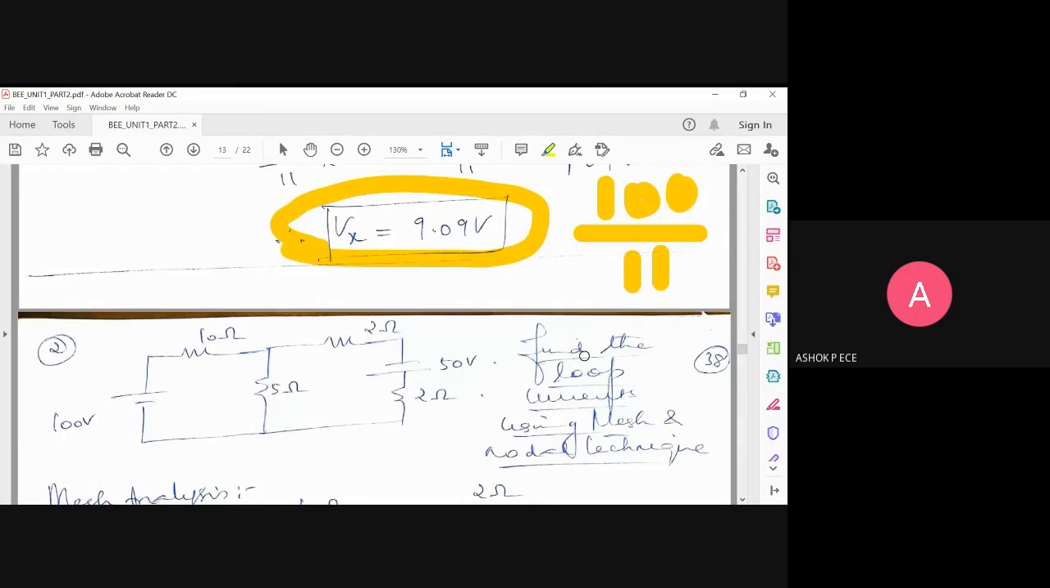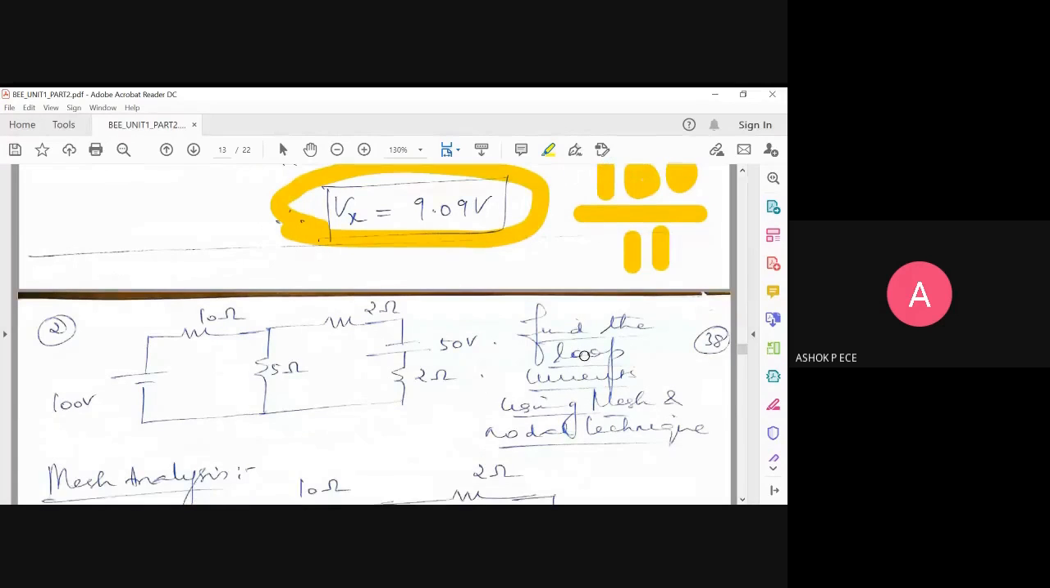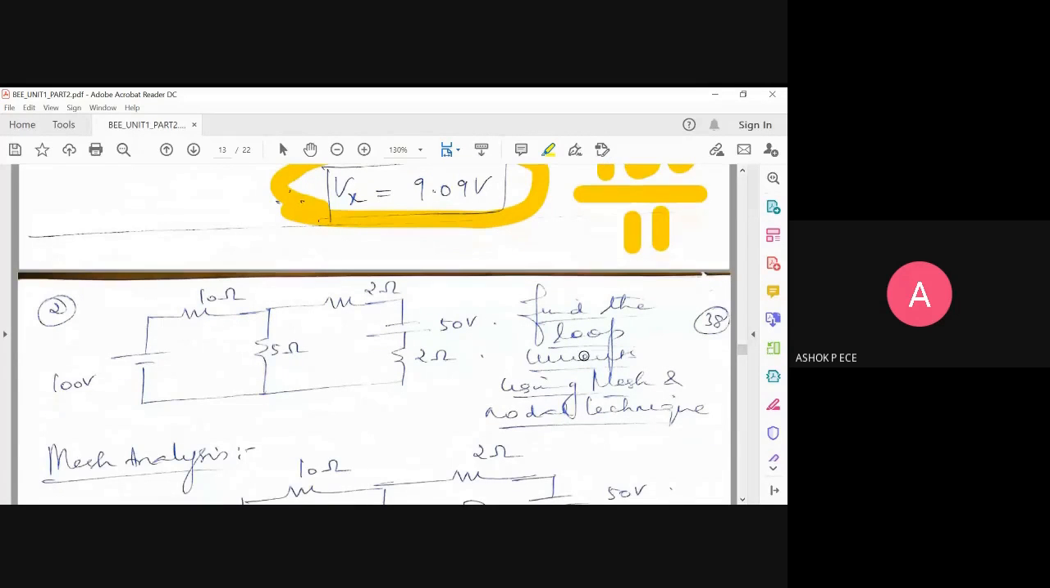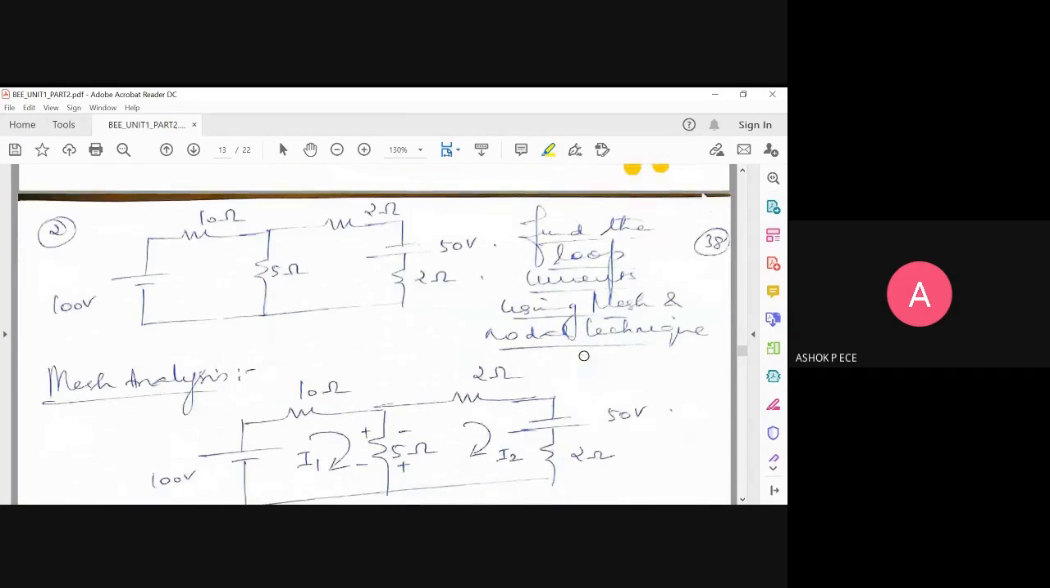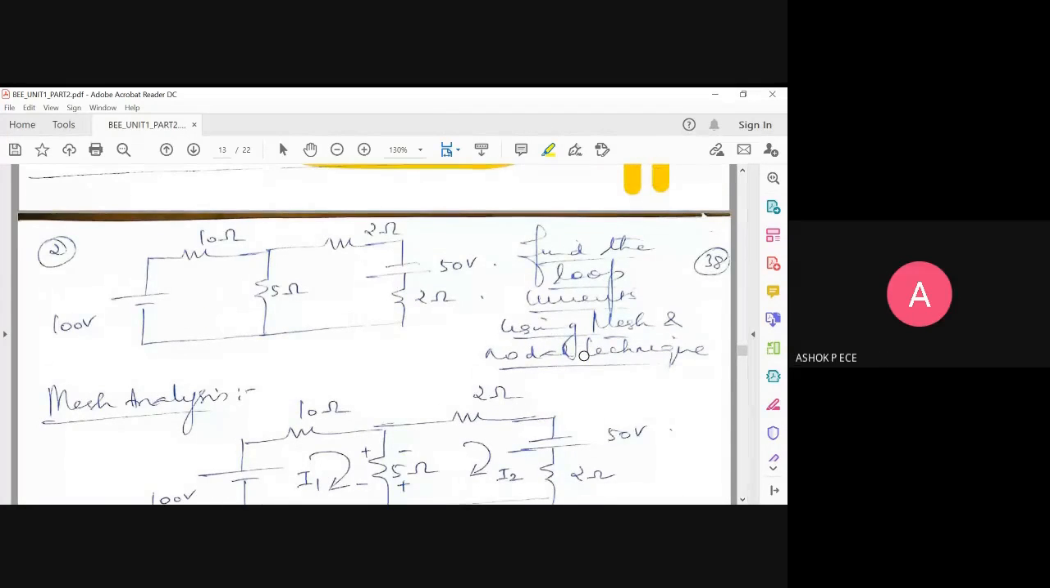First, analyze the circuit and predict how the current can flow in this circuit. How many meshes are there here? Two. Okay. How will the current flow in the first mesh? Clockwise or anti-clockwise? Clockwise, because current is assumed to flow from your source. So the current in the first loop will be clockwise.